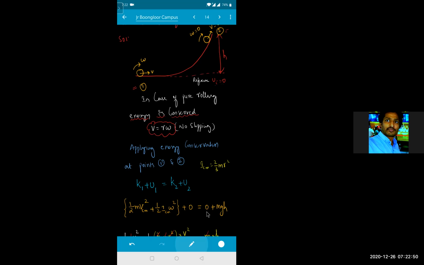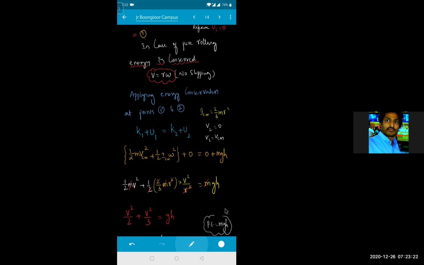Final kinetic energy is 0, because the final velocity V2 is 0. V1 is your VCM, that is the reason I am writing V1 as VCM. The initial kinetic energy K1 is because of both translation and rotation, since it is rolling. Initial potential energy will be 0. Final kinetic energy will be 0. Potential energy of the system will be mg into h.